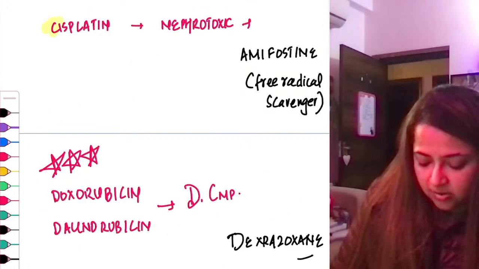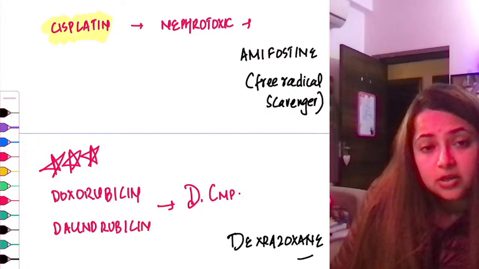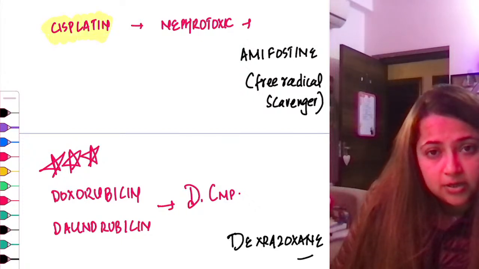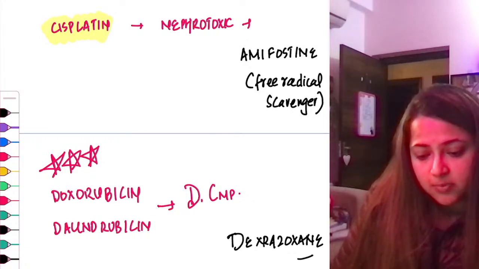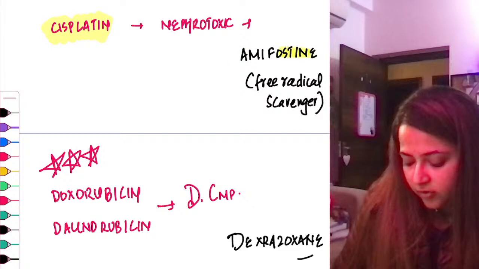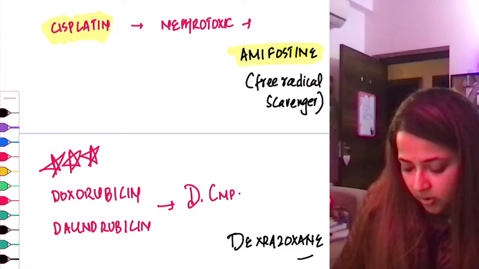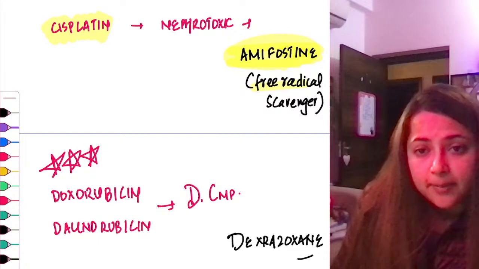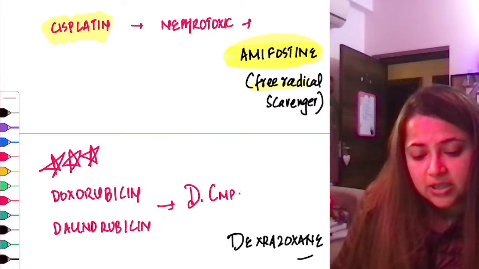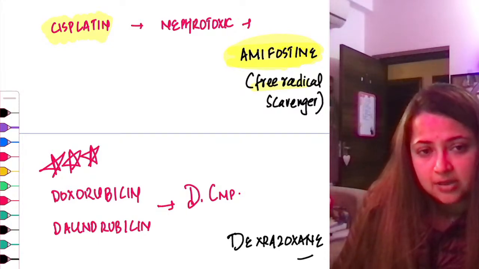Right? Now talking about cisplatin. Cisplatin is nephrotoxic. It is dangerous for the kidneys. So what type of substance can you use to detoxify the effects of cisplatin? Your answer is amifostine. You have to learn this, very important, amifostine, which is a free radical scavenger. So amifostine is a detoxifying agent in case of cisplatin side effects.